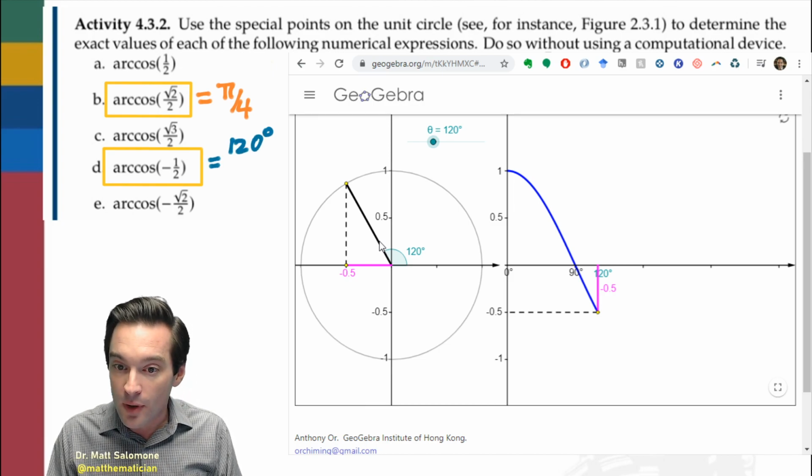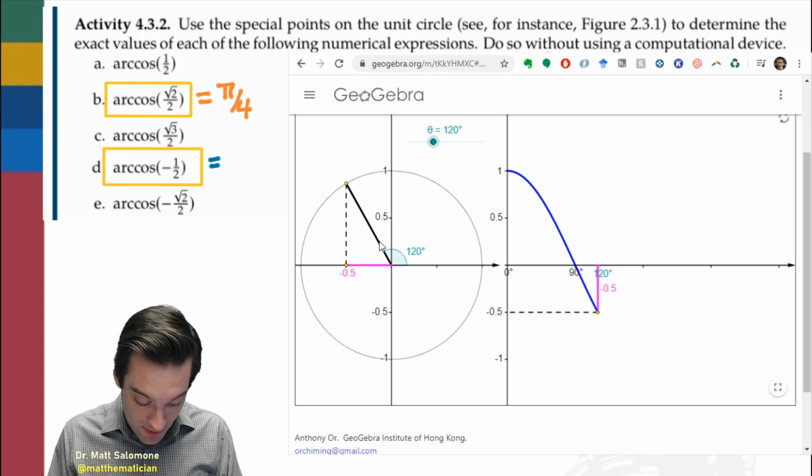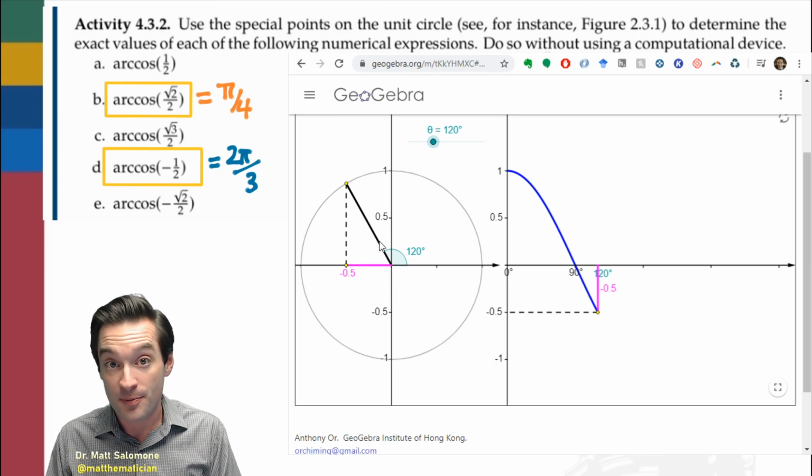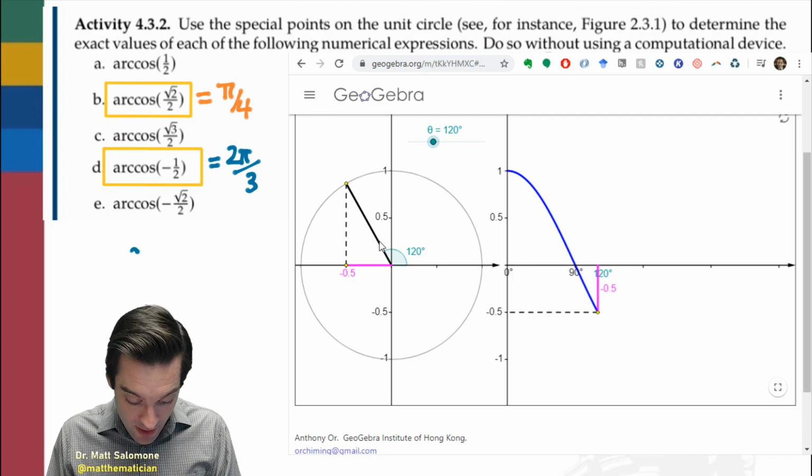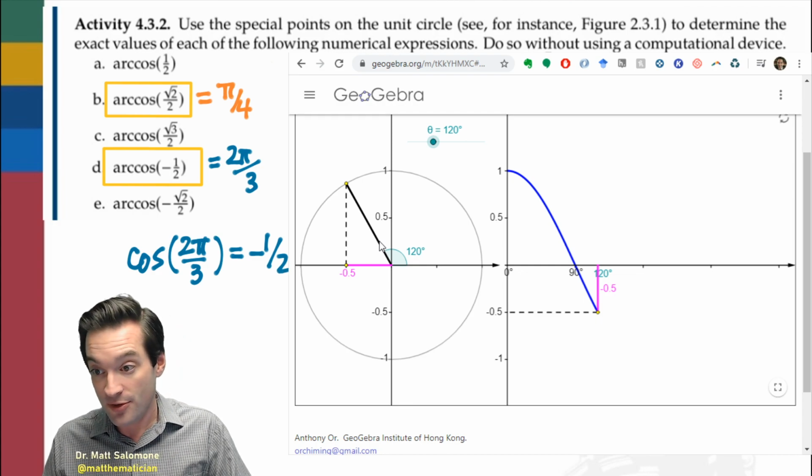Or better yet, since we don't like using degrees very much, we'll convert that into radians. It's 2 pi over 3 radians. The arc cosine of negative 1/2 is 2 pi over 3, exactly because the cosine of 2 pi over 3 is negative 1/2. And that's all there is to that, right?